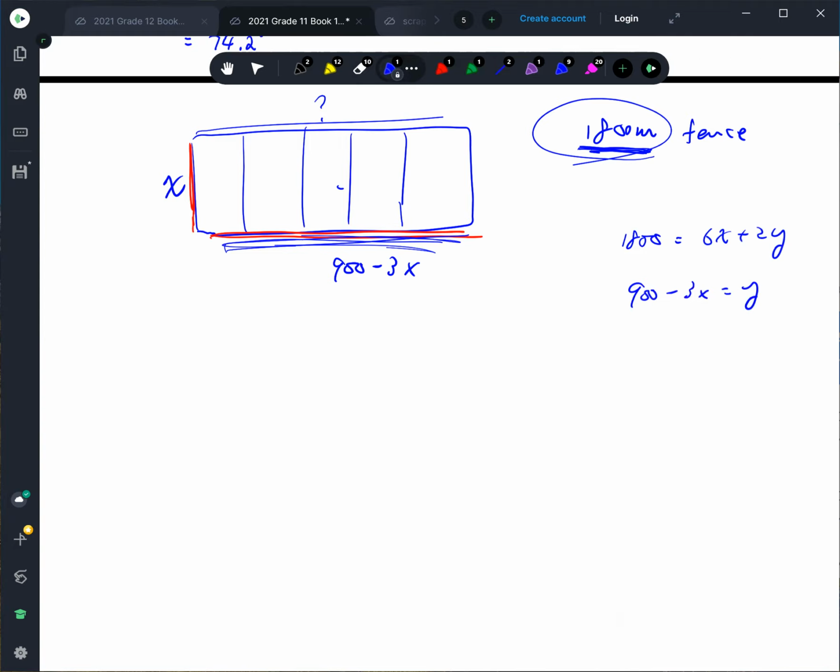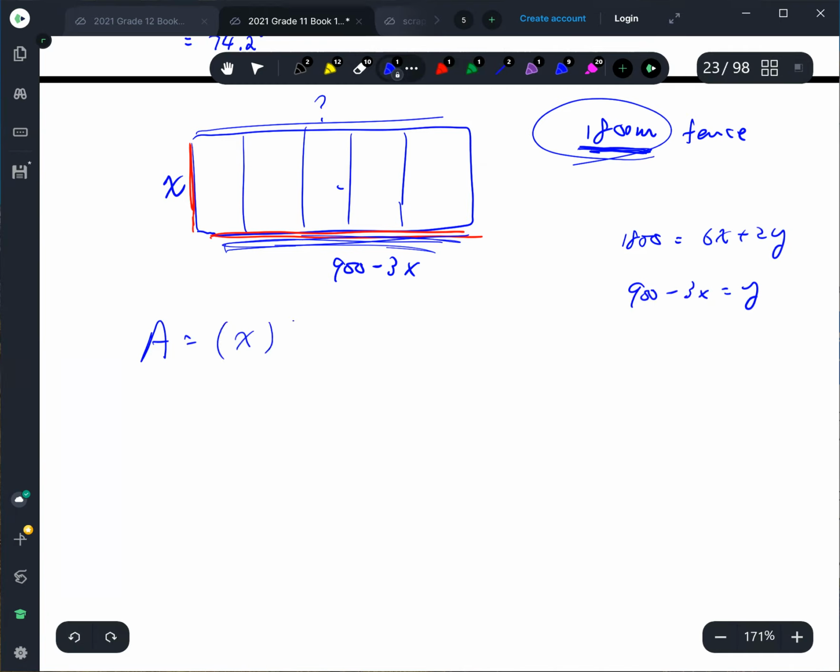So y is your length, right? Okay, so we have our length and width. How do we find the area? Area equals xy. Since y equals 900 minus 3x, I plug it in: 900 minus 3x times x. Yes. Okay, so this is our function to find the area. And then you turn it into general form, and then vertex form, and then you get the vertex.